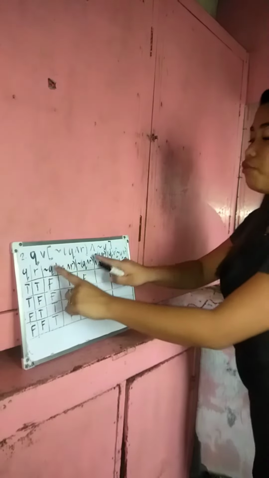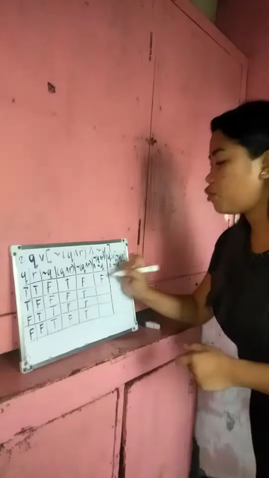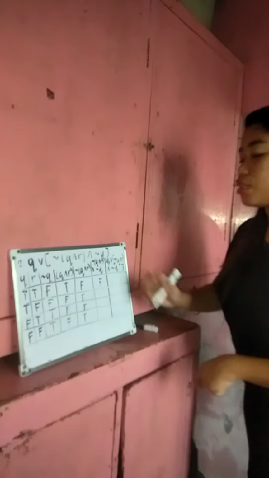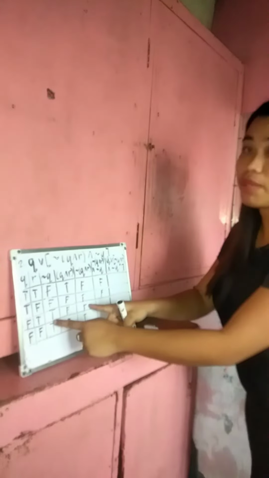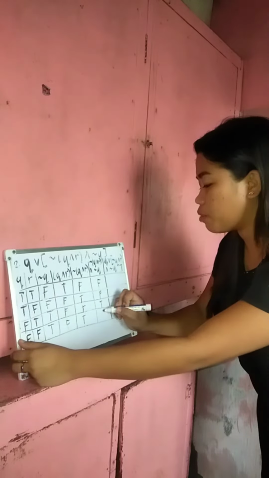Okay, let's focus on this one. So we will find this. Since these two statements are false, it will automatically be false. Both must be true. In this one, one statement is false, so automatically it is false. And here, two statements are true, so it would be true. Two statements are true, and this would be true.